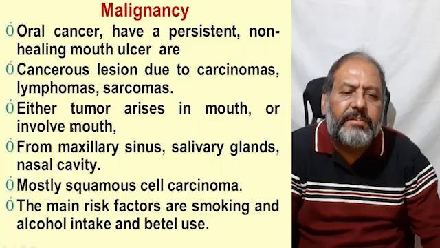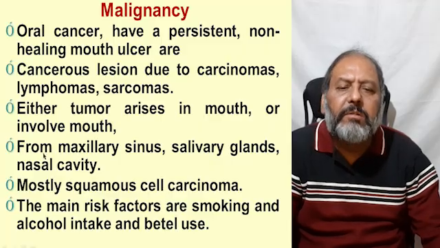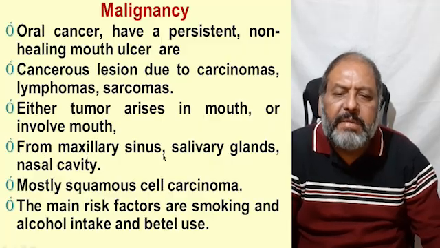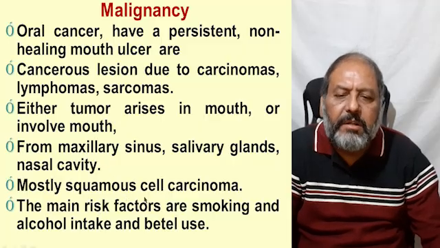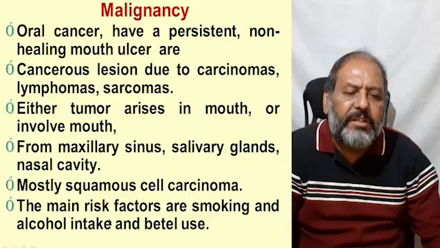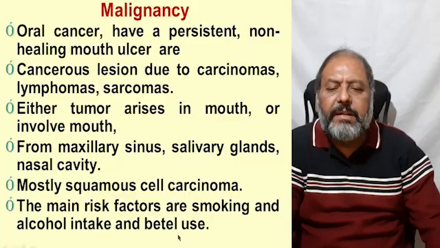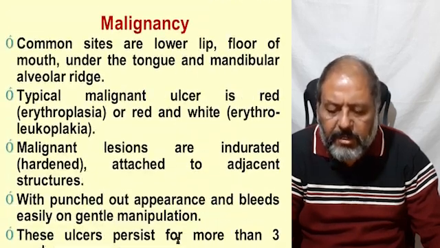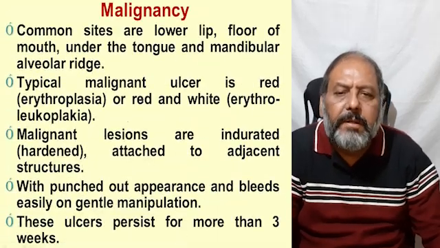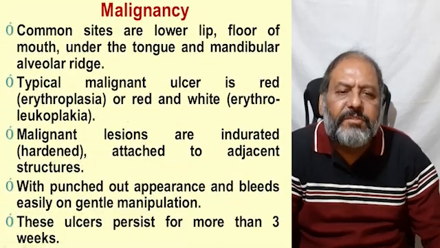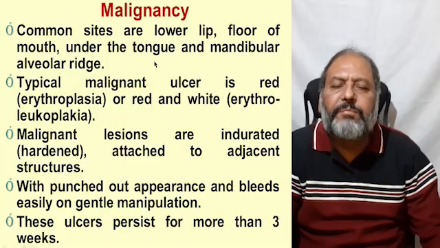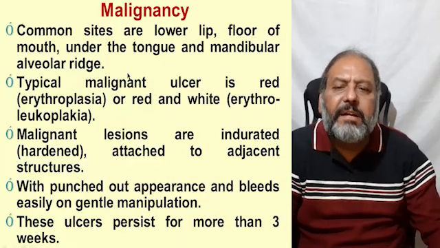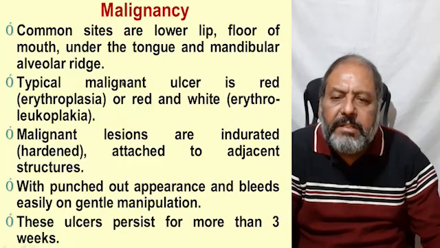Either the tumor arises in the mouth or involves the mouth from the maxillary sinus, salivary glands, or the nasal cavities. Mostly these are squamous cell carcinoma. The main risk factors are smoking and alcohol intake, and betel use is responsible for these kinds of ulcers. Common sites of the malignancy are the lower lip, floor of the mouth, under the tongue, and mandibular alveolar ridge.